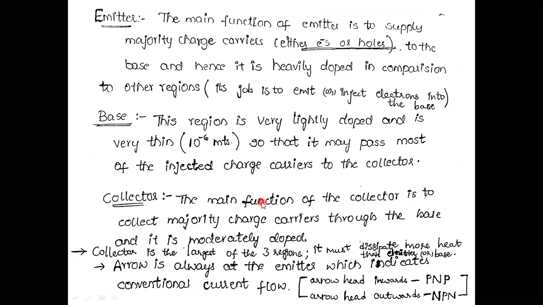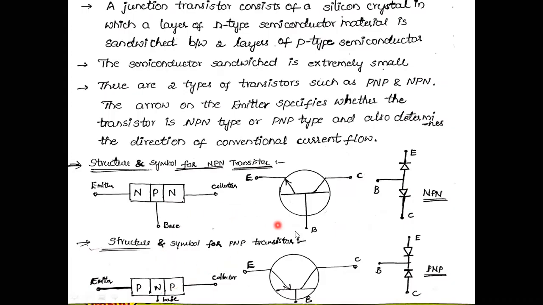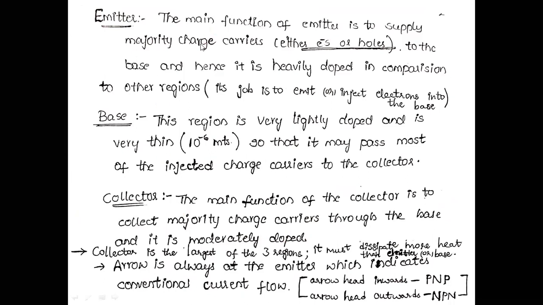Next, what is the basic function of each terminal? Now we know these terminals: base terminal, emitter terminal and collector terminal. These three terminals, we know them. What is the basic function of each terminal, we will see now. Okay, and the first one is the emitter terminal.